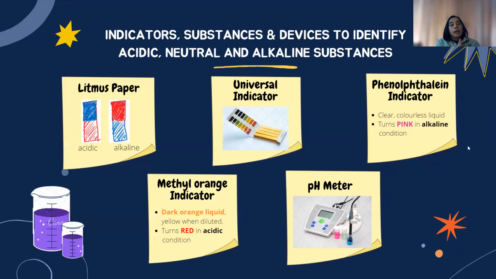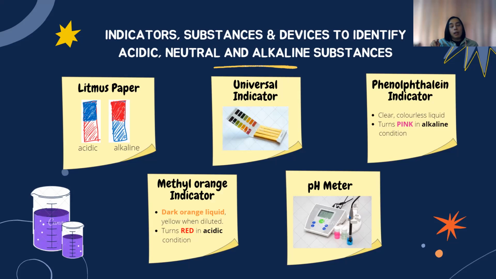Now there are indicators, substances, and devices that we can use to identify acidic, neutral, and alkaline substances. First will be the litmus paper, which I have mentioned earlier for the litmus test. Second will be the universal indicator, which has a pH paper. We will use a pH paper that will change color from green, which is neutral. If it's green, it's neutral.